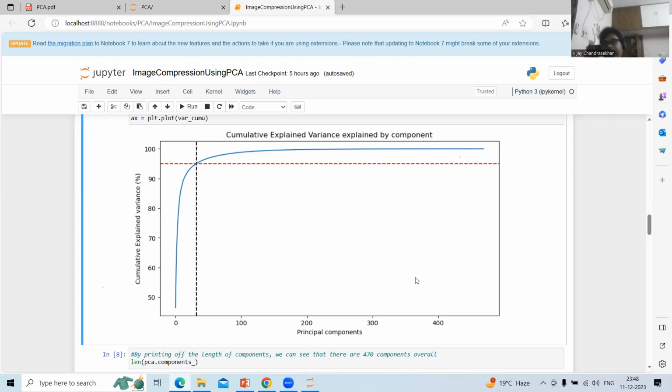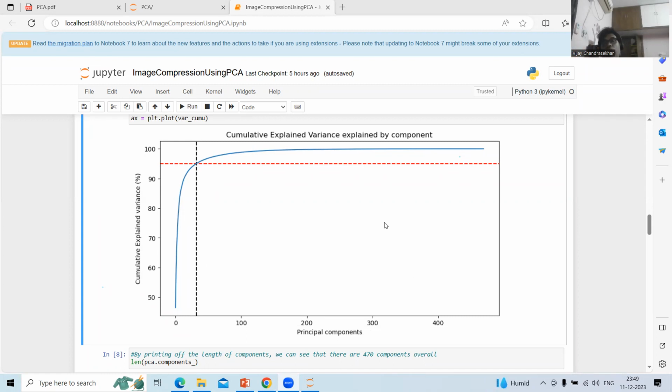So I take a judgment call and I say, okay, I have explained 95% of the variance in the input data using just about 54 features. The input data had some thousands, maybe 1,500 features. And just 54 was enough. I stopped there.